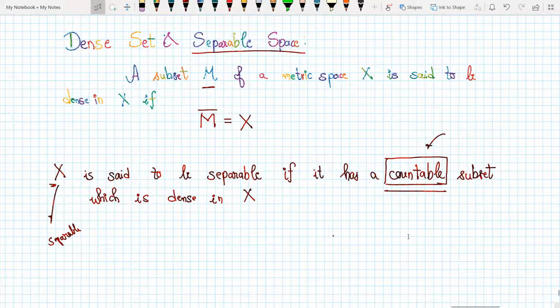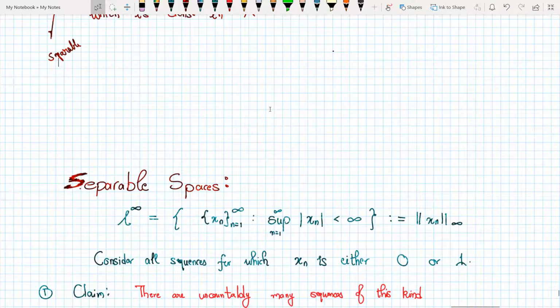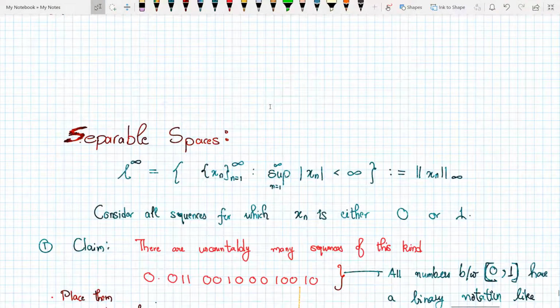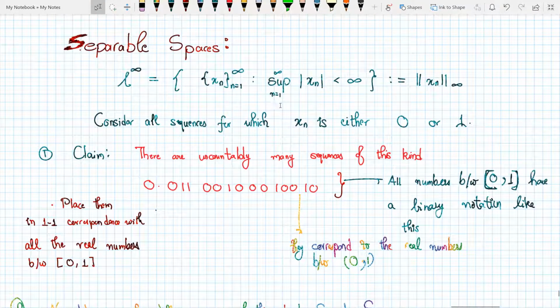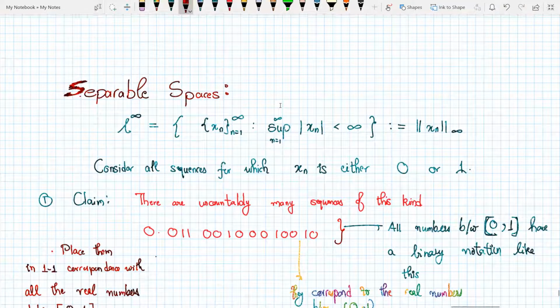so now we delve into the proof of why L infinity is not a separable space. Let's check that proof. I start with defining L infinity as before. It's the space of all bounded sequences. So this is a sequence, as you can see, and the supremum of the elements of the sequence is finite. Therefore I can say L infinity is the space of all bounded sequences.